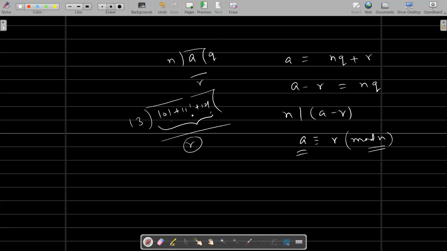Everyone agrees? So I have to find what this number is congruent to mod 13. So the question, in congruence notation, is: 10 factorial plus 11 factorial plus 12 factorial is congruent to what mod 13? That's the question.